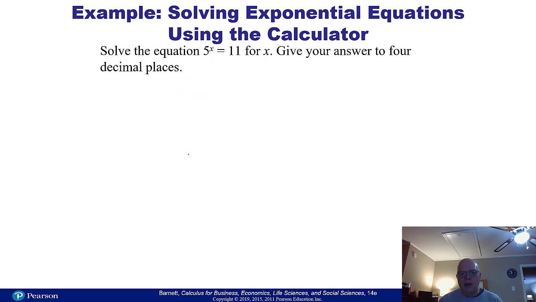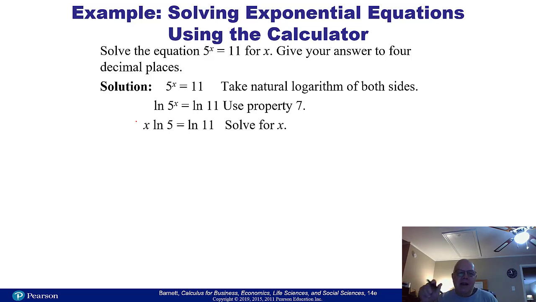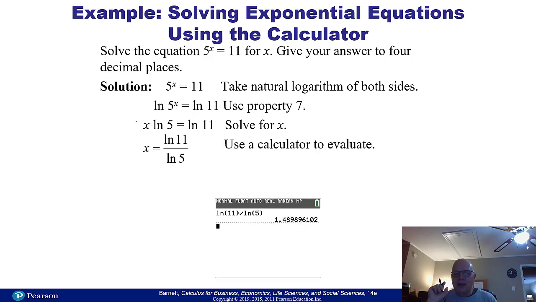Next, can you do this one? Take the natural logarithm on both sides. Very easy. You don't have an answer yet, but don't worry about it. Bring that x out front because it's an exponent inside your natural logarithm function. Now all you have to do is divide both sides by the natural logarithm of 5 and then run to your calculator.